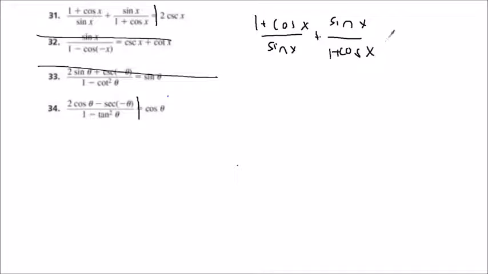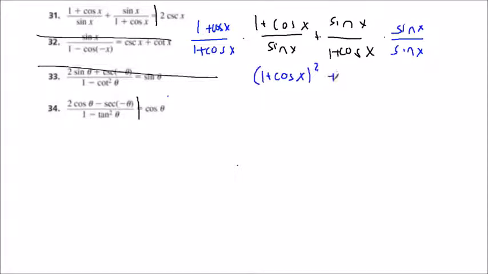We want to put it in the common denominator. That's what you've been learning for a long time. A common denominator is needed in order for you to combine fractions with an addition. So we have to multiply by sine x over sine x. And this is totally allowed because you will get a 1 whenever you multiply it. This will give you 1 plus cosine x squared plus sine squared x, both over 1 plus cosine x times sine x.